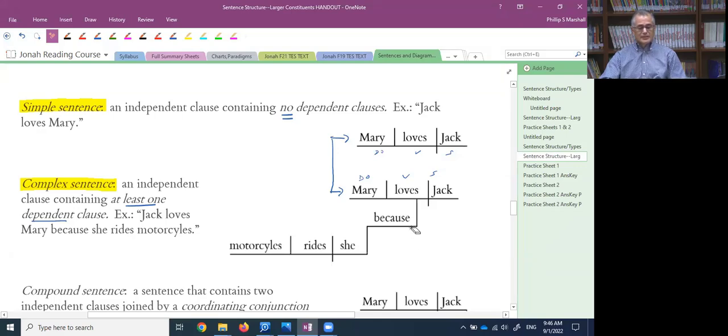Now, not every complex sentence has an adverbial dependent clause, right? Sometimes the dependent clauses can be adjectival, in which case they're relative clauses. Or sometimes the dependent clause could be nominal, in which case it's going to be functioning like a subject or an object. All right. But here it happens to be adverbial. That's why it's hanging off of the constituent spot where the verb is. And it's giving the reason for the love. Jack loves Mary because she rides motorcycles.